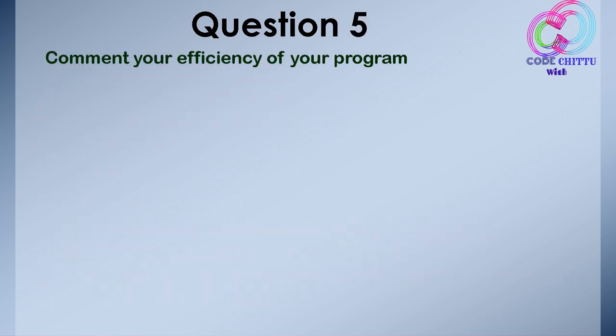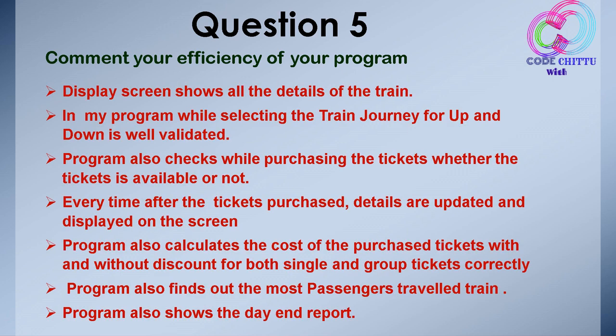So in this question 5, comment on the efficiency of your program, means you have to tell all the advantages of your program. What are the advantages, how efficiently it is working for the given task, that you have to tell. So we can just see all the points. Your program, you can say my program displays. The first thing is we have to display, right? The display screen.